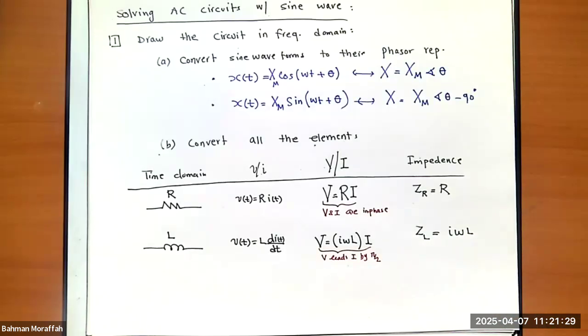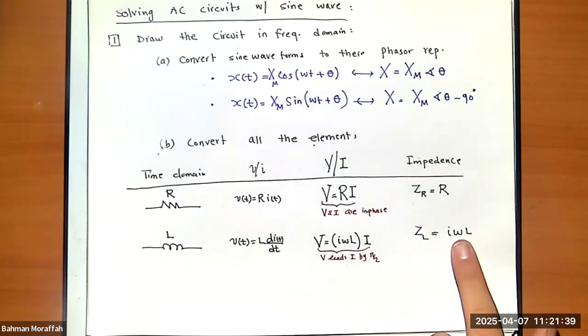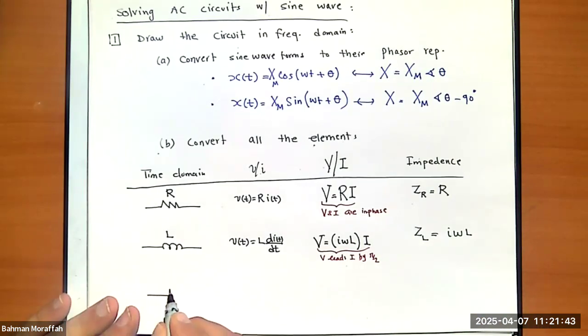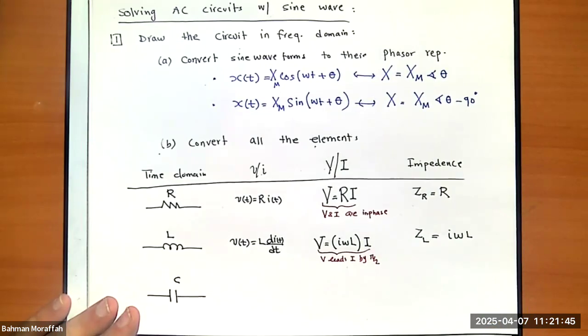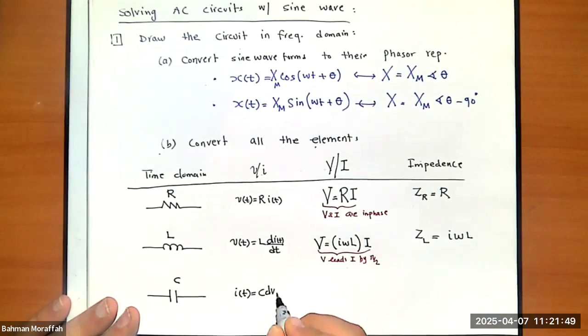And as you can see, the impedance in general is a complex number as well. And this complex number is being controlled by the frequency of the circuit, right? It depends on this omega. And if I have a capacitor in time domain with value C, I know the IV relationship is i of t equals C dv/dt.